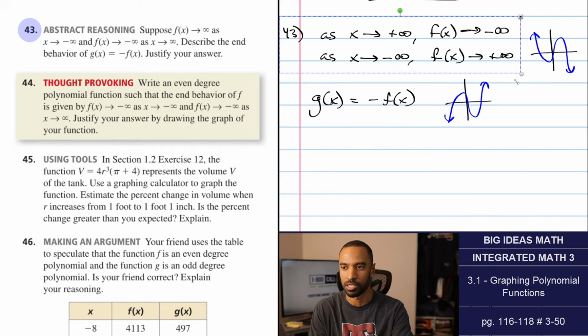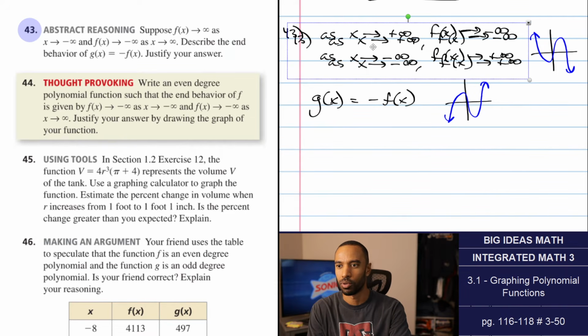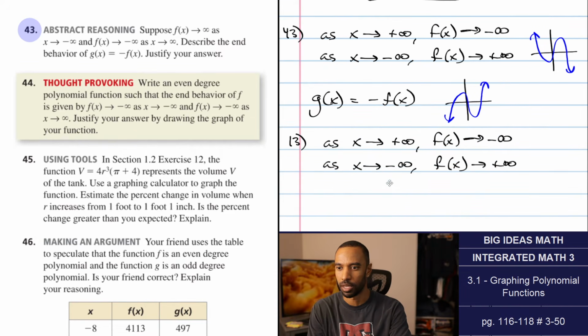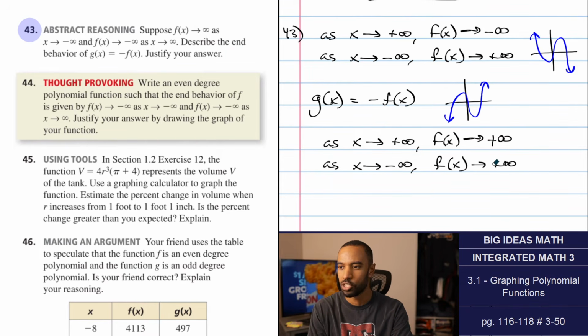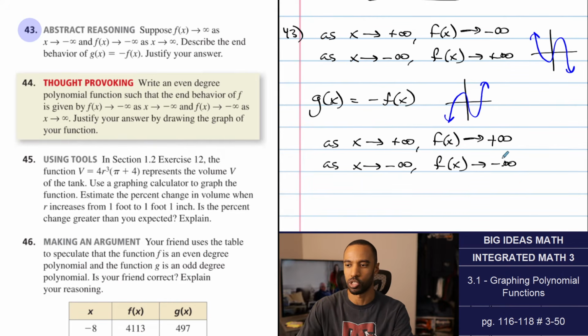So I'm going to copy and paste this and get this ready. So here, as x approaches positive infinity, now f of x approaches positive infinity. So this will now be positive, and this will now be negative. It says justify your answer. This is a reflection. I'll just state it in that way. This is a reflection over the x-axis.